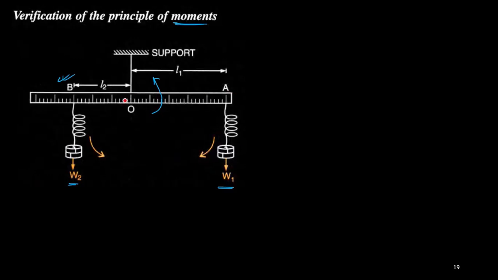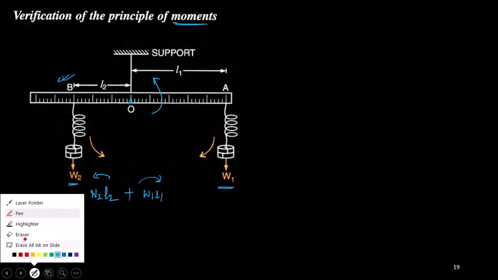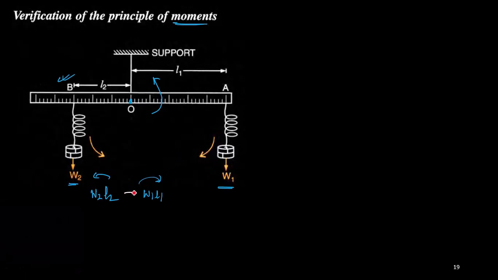That means you can conclude that since there is no rotation effect about the point O, the moment of W2 about point O must be equal to the moment of W1 about point O. What is the moment of W2 about point O? It is W2 into L2, in the anti-clockwise direction. Minus W1 into L1, and W1 L1 is in the clockwise direction, so we put a negative sign between these two. That will be the net moment, and only if the total moment is equal to zero can I say that the body is in equilibrium.